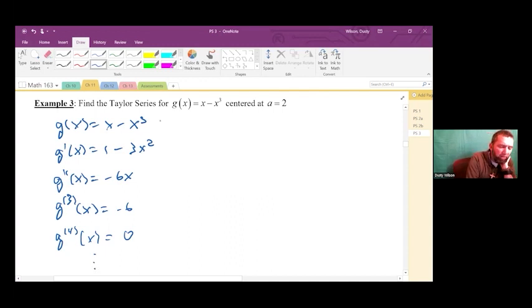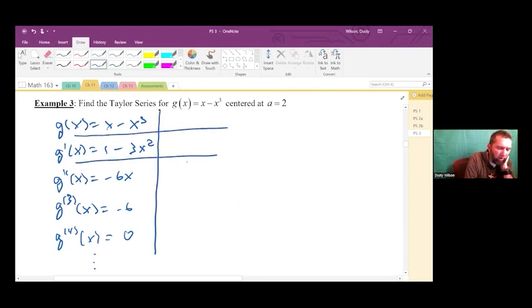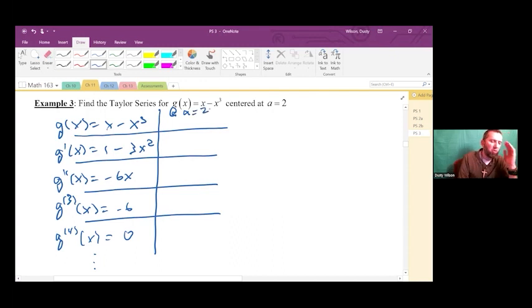Okay, we can evaluate these at a equals 2. So a equals 2. So g of 2 would be 2 minus 8, negative 6. G prime would be 1 minus 12, minus 11. G double prime, negative 6 times 2, negative 12. G triple prime, negative 6. And then 0 from that point forward.